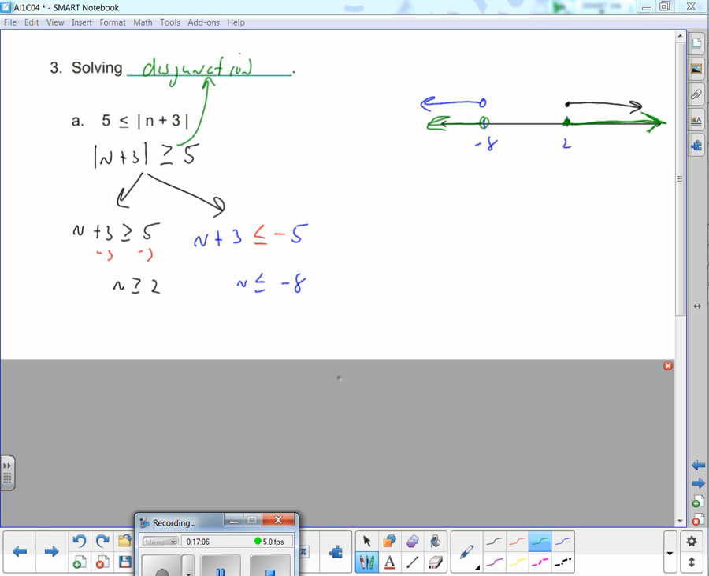What's the graph? All values less than -8 and all values greater than 2. How did I get one symbol of less than or equal to and one of greater than or equal to? By the way, on these, the symbol will always be the same. All right, I got a less than or equal to -8. I got a greater than or equal to 2. Somebody tell me how to write the solution to this. Looking for somebody that hasn't said a word today. Eduardo, how do you write that?